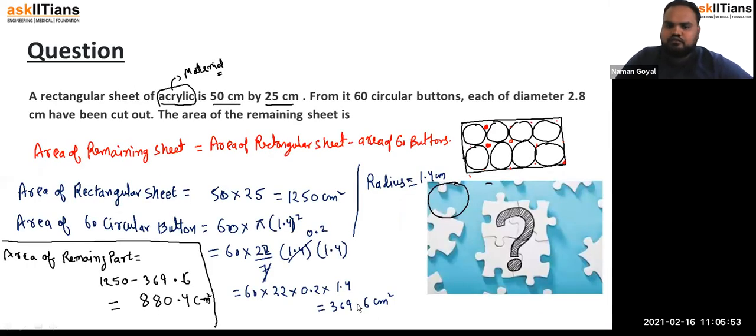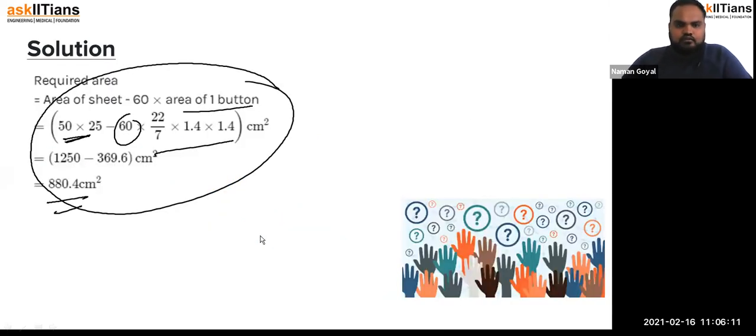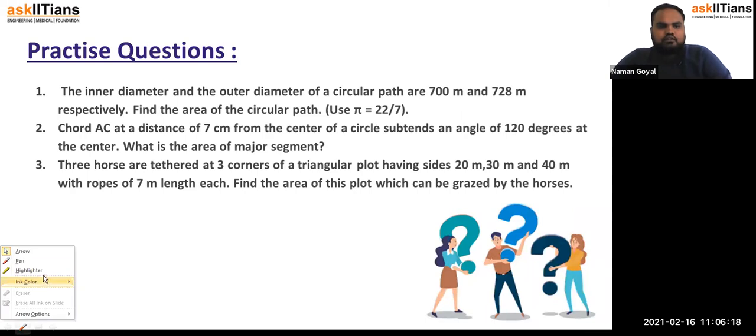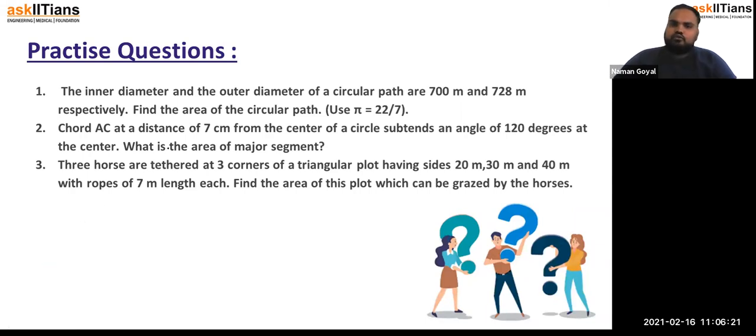If you see, 1250 is the area for the rectangular sheet and 369.6 is the area for those 60 buttons, and we subtract them, then we got our answer, isn't it? Are you getting my point? Okay. So next, there are some practice questions. In today's lecture, we are going to do two questions, first question and second question. You have to do the third question for your homework.